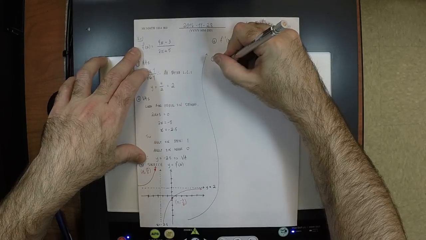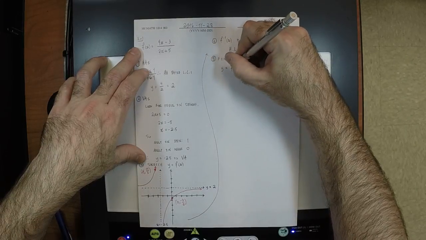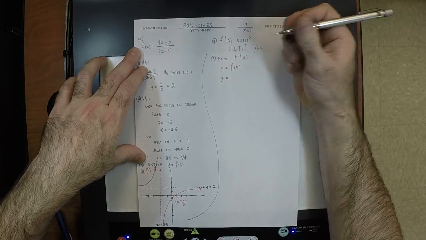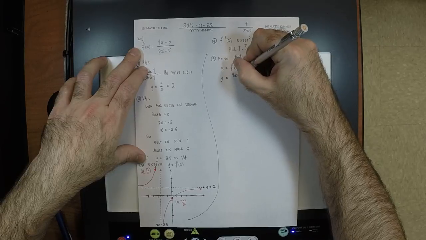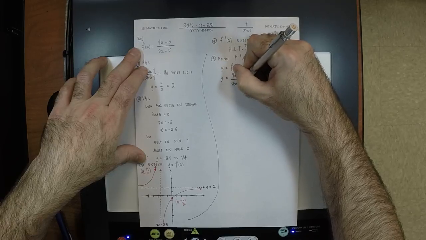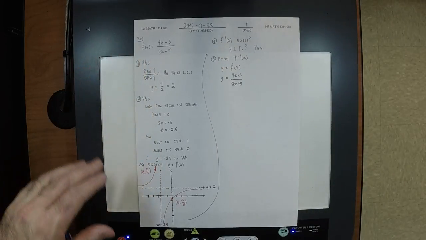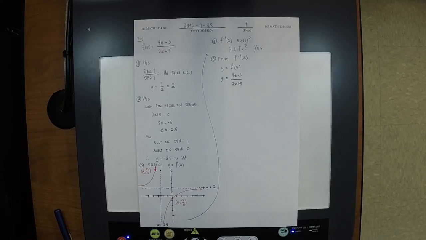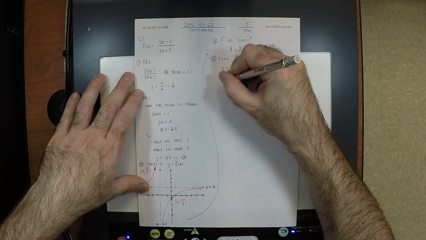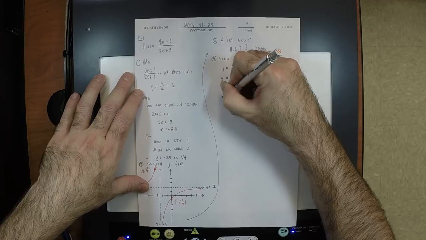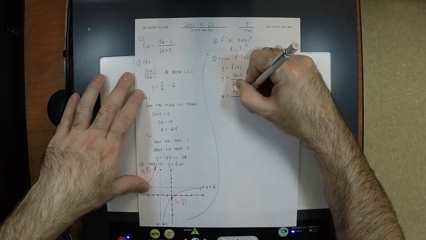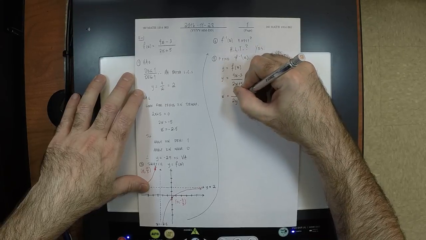Okay, so this process starts out, you write, okay, y is f of x. Then you replace f of x with its formula. y is (4x minus 3) divided by (2x plus 5). And now you have to do something critical here. What is the thing you must do? Yes, you swap x's and y's. You say, okay, that y is going to become an x, and these x's will become y's. So x is (4y minus 3) divided by (2y plus 5).